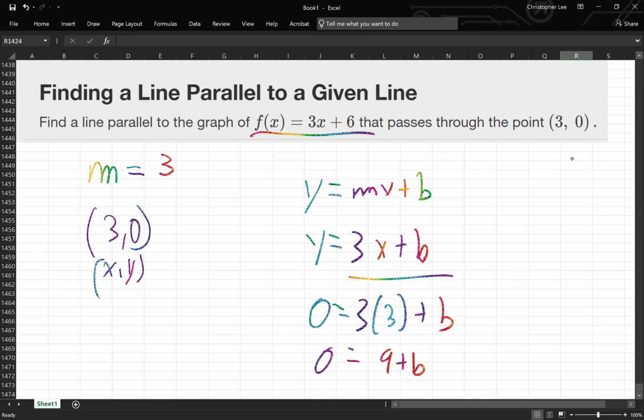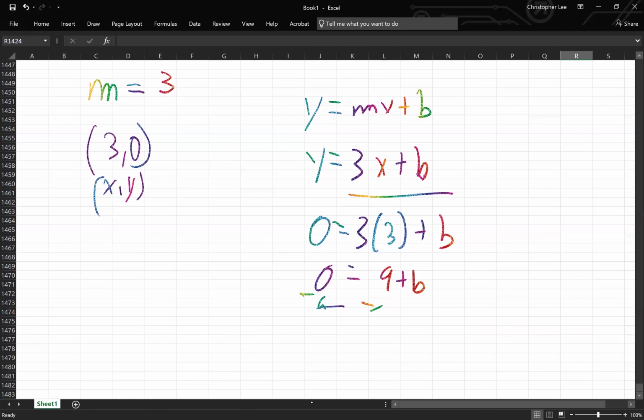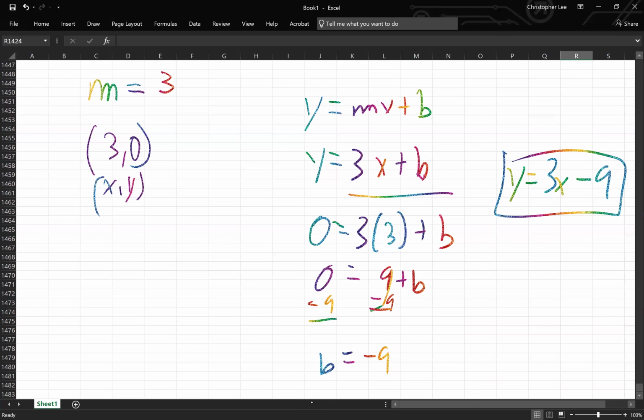And then we want to subtract 9. Subtract 9. b is equal to -9. All right. We write the equation. This becomes y equals 3x minus 9. And that's it. Questions on this? Good.